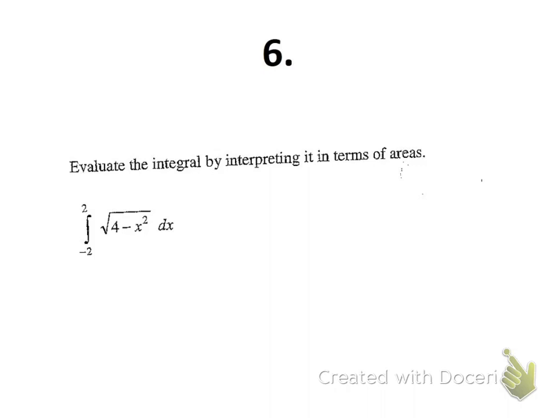If I graph that, that's a semicircle from -2 to 2. And that equation has a radius of 2, because r squared is 4. So you would just say 1/2 pi, your radius is 2, squared, so half of 4 pi, which is 2 pi. That would be the only way you could do that one.